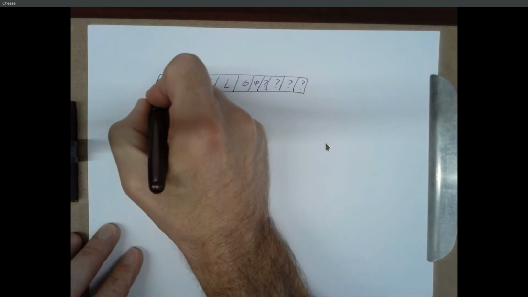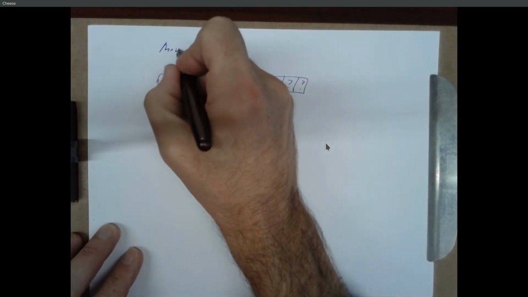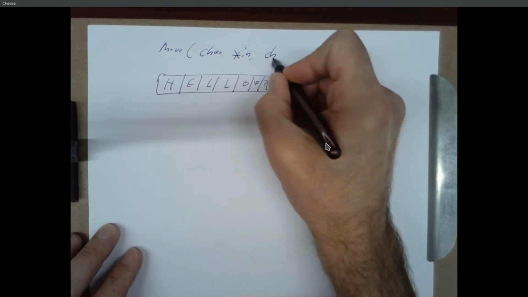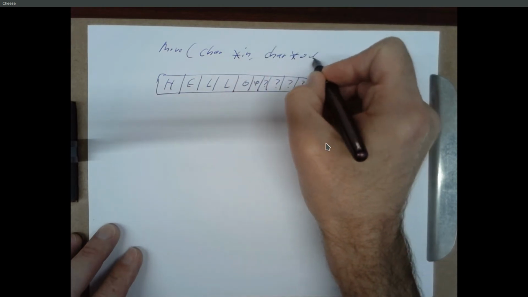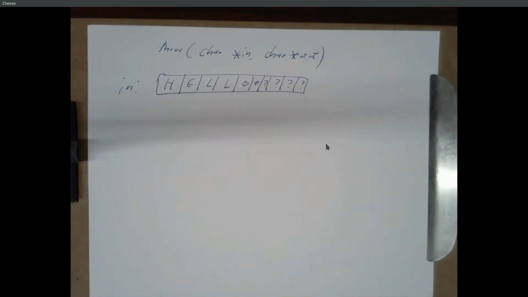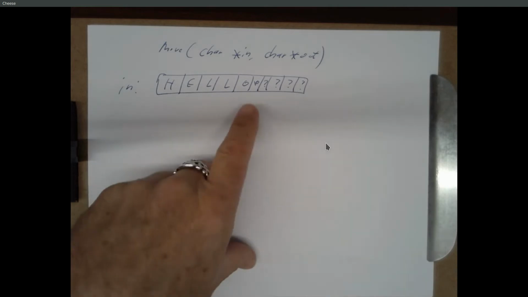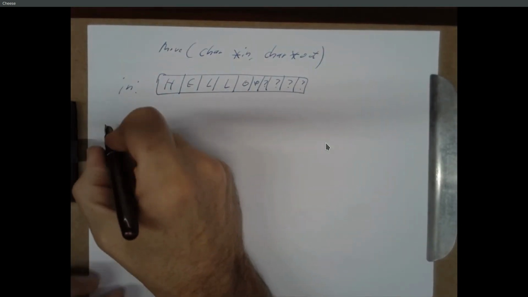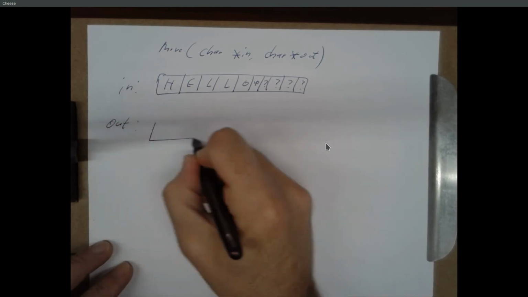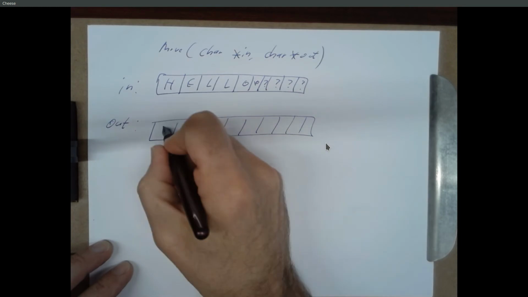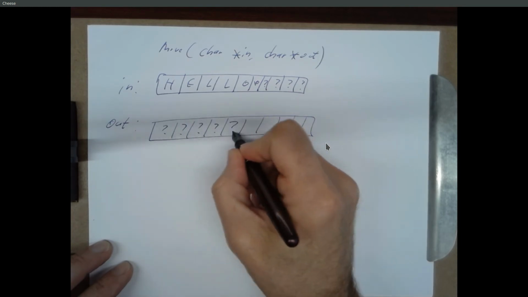So here's your input string. Let's say we call our arguments in and out, and this might be our input string. It's 5 letters, a null terminator, and then we don't know what else is in there after that. And our output string, assume it's initially a bunch of unknowns.